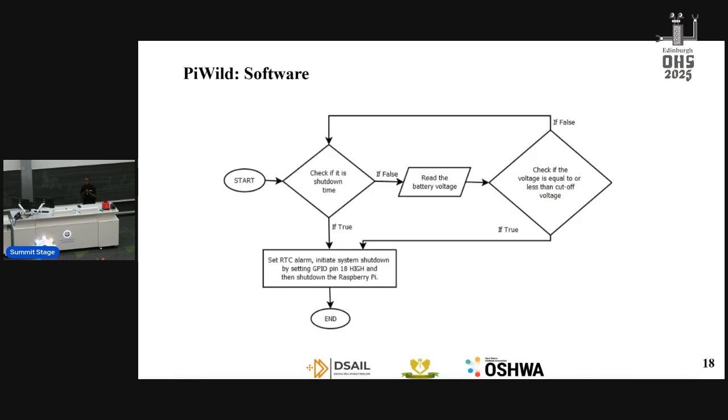There's software to run the PyWeld using the Raspberry Pi. Once it wakes up, it checks if it's shutdown time. The PyWeld also sets the time of the Raspberry Pi in case you want your data to be time stamped. It has an onboard RTC to set the time of the Raspberry Pi. If it's shutdown time, it sets the RTC to schedule wake up, and then the system shuts down safely. If not, it reads the battery voltage. If the voltage is above the cutoff voltage, your Raspberry Pi will continue running until the time for shutdown. If the voltage is below cutoff, the system will initiate the safe shutdown process.